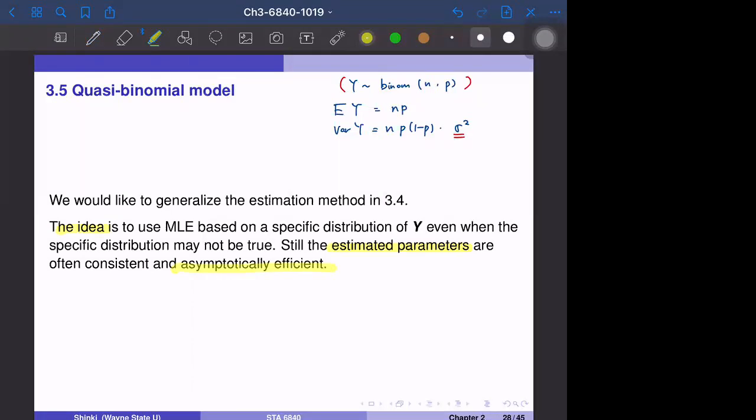If the distribution is not correct, then such an MLE may not be the best choice because we misspecify the distribution. But we still have good consistency and asymptotic efficiency. Consistency means that finally the parameter estimates converge to the true parameter. And asymptotically efficient means that if we have a large sample size, the estimator is as good as the true maximum likelihood estimator. One example is the law of large numbers.